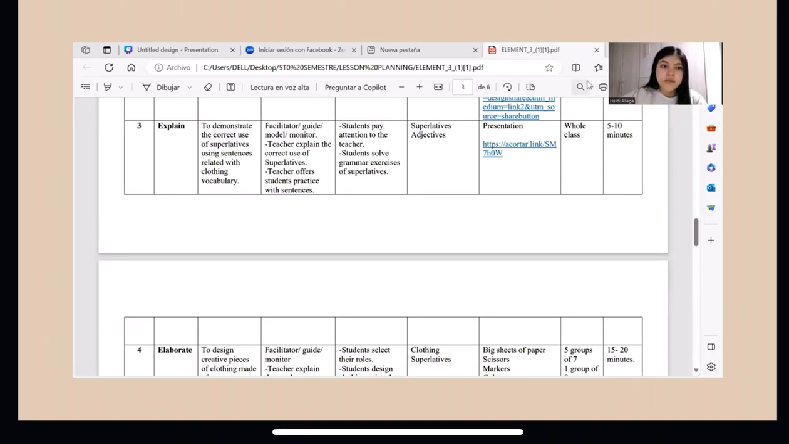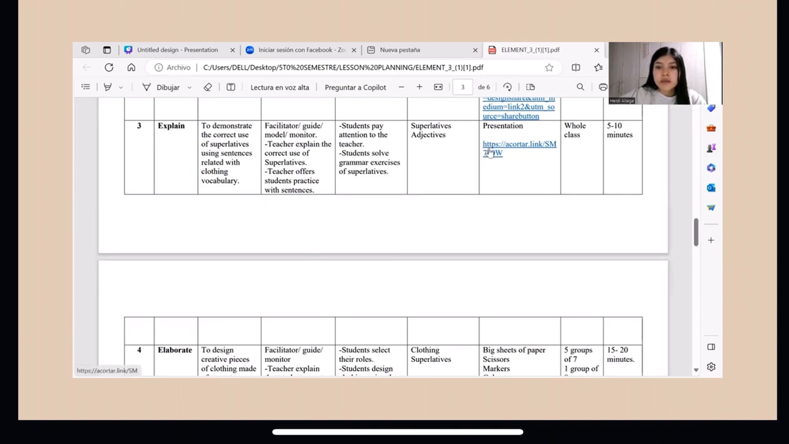Okay, thank you, Johan. Now we follow with the third stage, which is explain. The overall aim of this stage is to demonstrate the correct use of superlatives using sentences related to clothing vocabulary. The teacher works as a facilitator, guide, model, and monitor. So this is a short class presentation about the correct use of superlatives, and the teacher also offers students practice with sentences. They have to solve grammar exercises here in order to practice this.